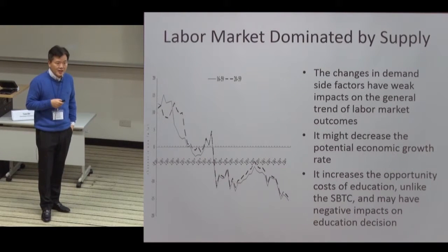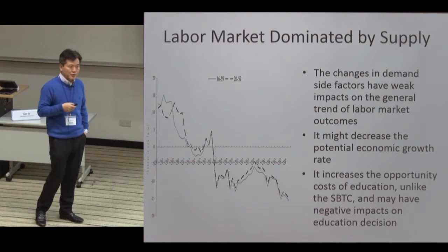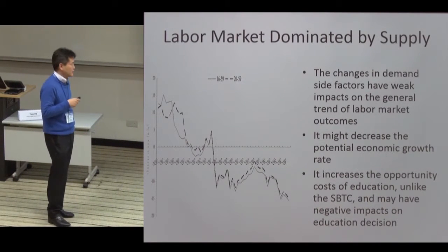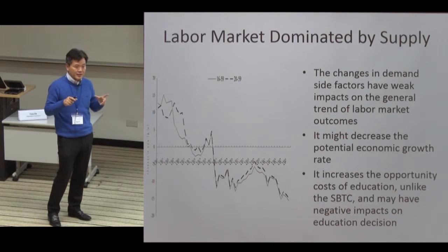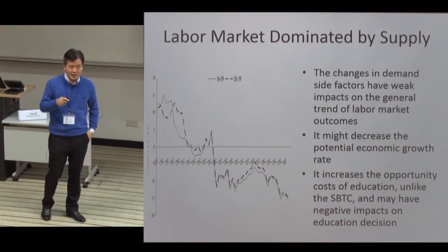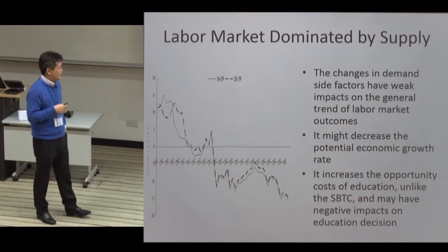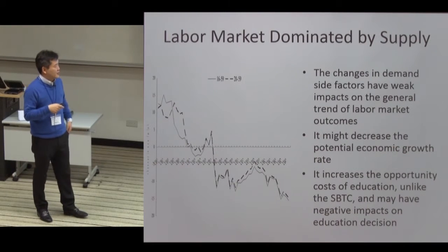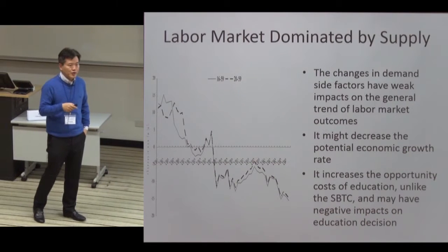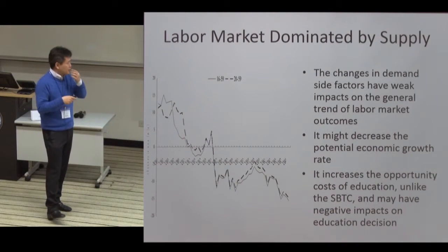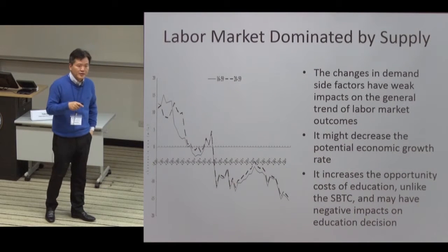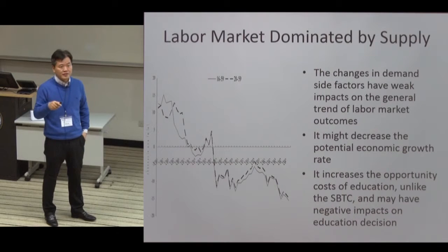Like in recent years, China has a relatively low economic growth rate, but if you look at the labor market, the unemployment rate is very low and quite stable. The reason is that we have a shrinking working age population. This is good, since even with very depressed demand for labor we can keep the labor market stable. But it might decrease the potential economic growth rate, because the shrinking size of labor will increase the labor cost very dramatically.